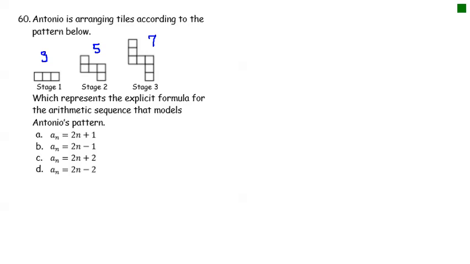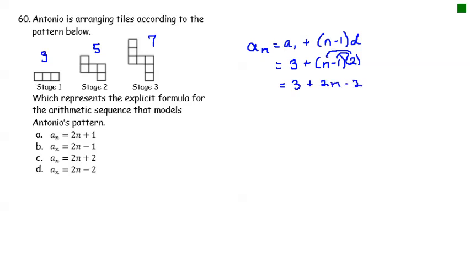So there's several ways that you can do this problem. You can remember our formula, a sub n equals a sub 1 plus parentheses n minus 1 times d. And we know that a sub 1 is our first term, so I'm going to put 3 plus n minus 1. And then d is how much it's increasing or how much it's decreasing. So we see here it's increasing by 2. So then we distribute here. That gives us 3 plus 2n minus 2. Combine your like terms. 3 minus 2 is 1, so I've got 2n plus 1. So there is our formula. A sub n equals 2n plus 1.